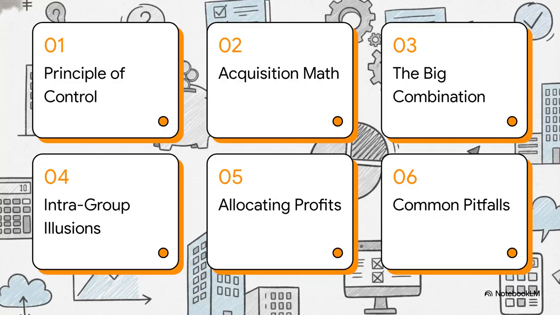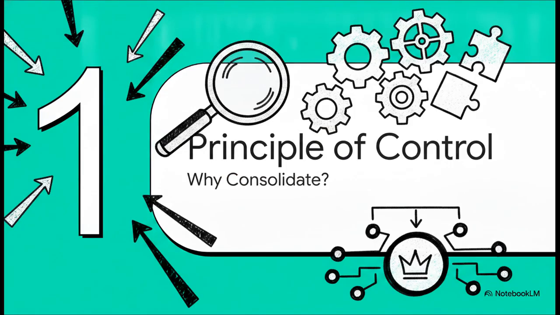To keep things manageable, we've broken the standard down into 6 logical phases that we'll walk through using a continuous example. We're going to hit 1. The principle of control, 2. Doing the acquisition math, 3. The big combination, 4. Eliminating intra-group illusions, 5. Allocating post-acquisition profits, and finally, 6. Common consolidation pitfalls.